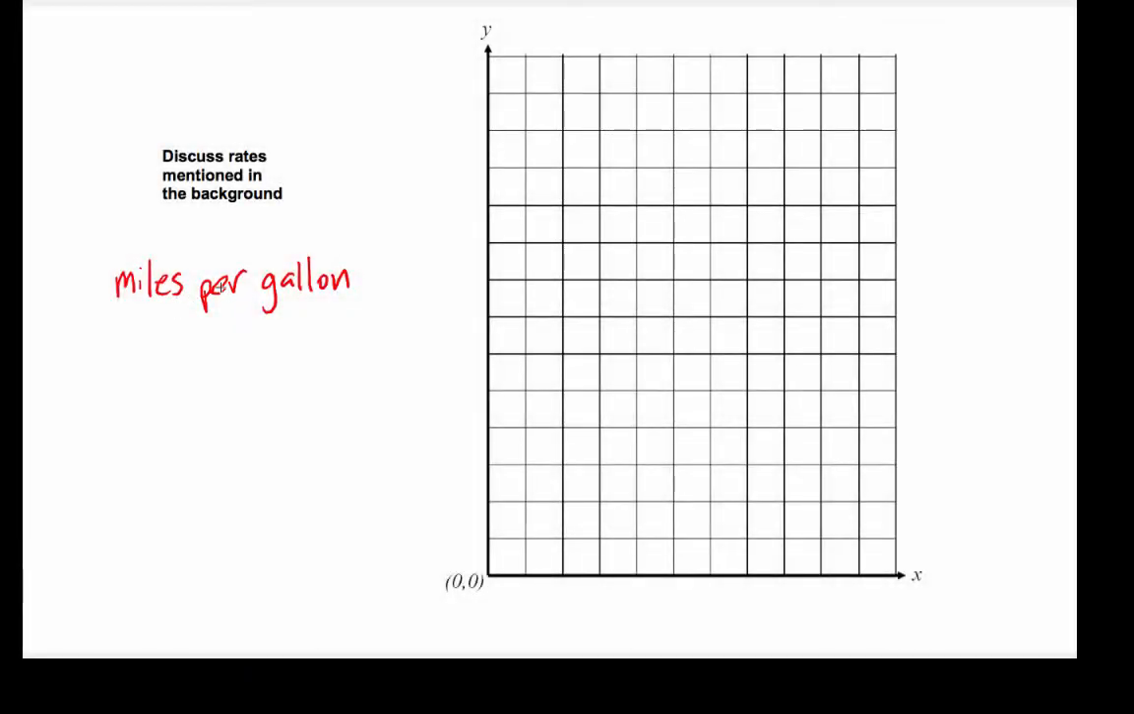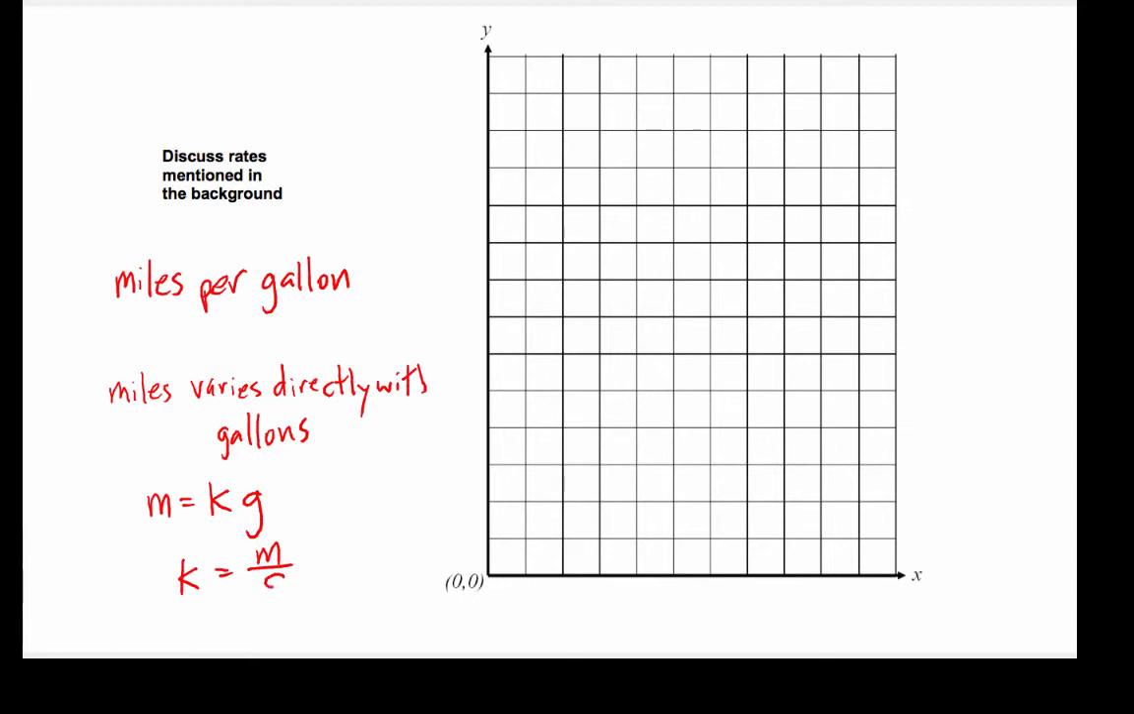Okay, so miles per gallon is one instance of a direct variation situation. So what we know is that miles vary directly with gallons. What that means is, and I'll use M for miles, miles equals K, the constant of variation, times the number of gallons. And again, K equals the ratio of M to G, miles to gallons.